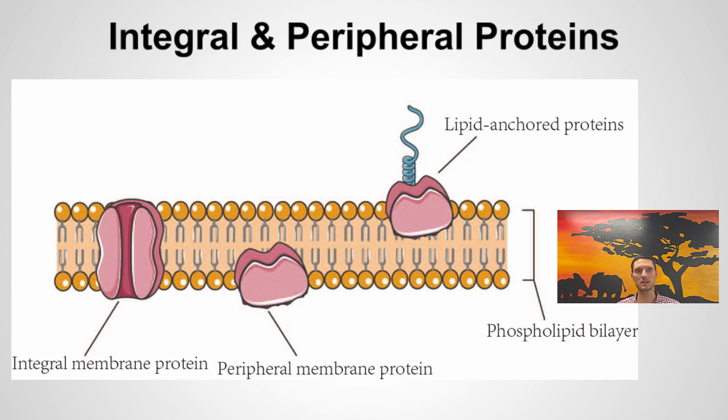They don't cross the entirety of the membrane. They're hydrophilic on one surface, so sometimes they're not embedded within the membrane. Some have hydrocarbon chains that help to anchor those proteins to the membrane surface so that they don't move around and that they're located and stuck on the membrane.